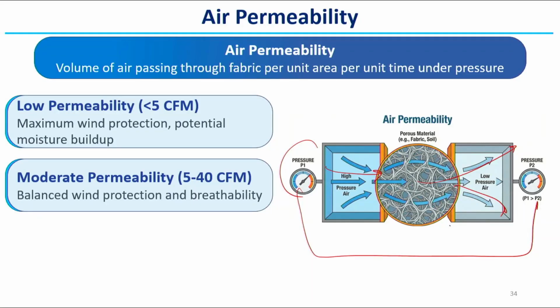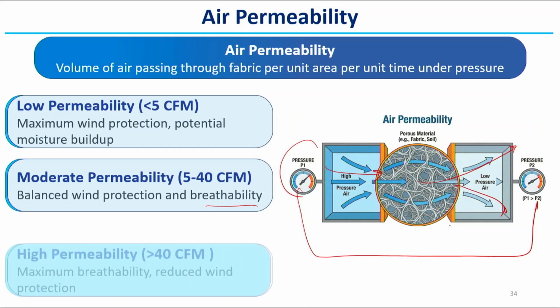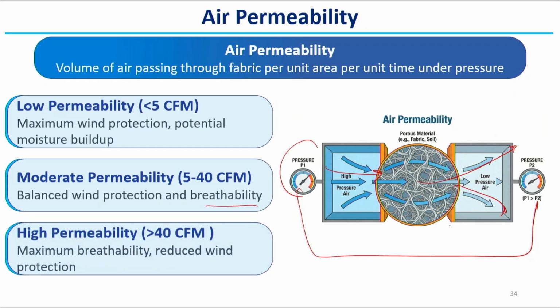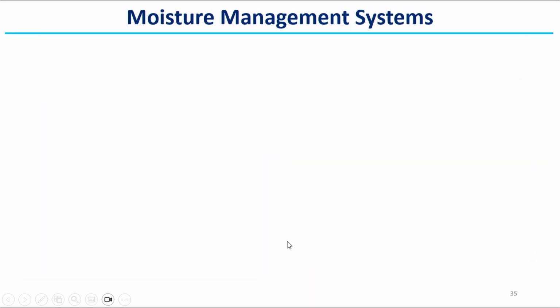Moderate permeability, 5 to 40 CFM, balances wind protection and breathability. We should not have very low permeability, we should have moderate air permeability. If the air permeability is high, then maximum breathability will be achieved, but it will reduce the wind protection, and there will be convective heat loss at the high air flow rate in windy conditions.